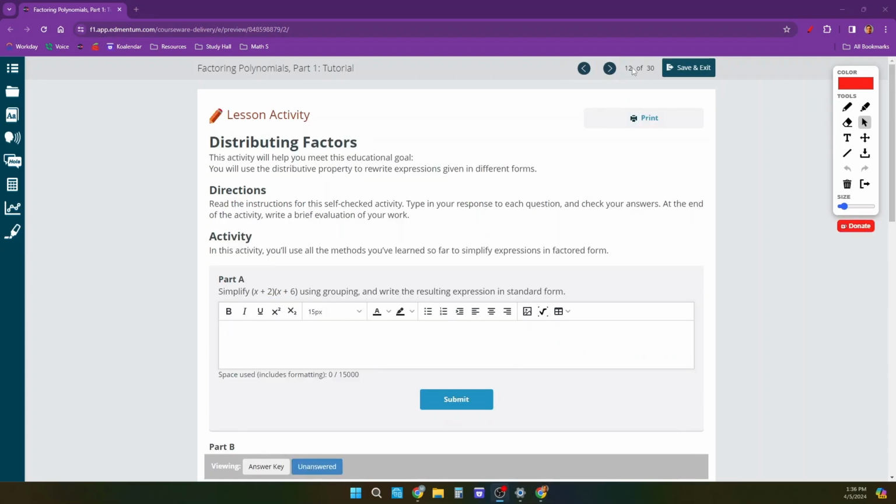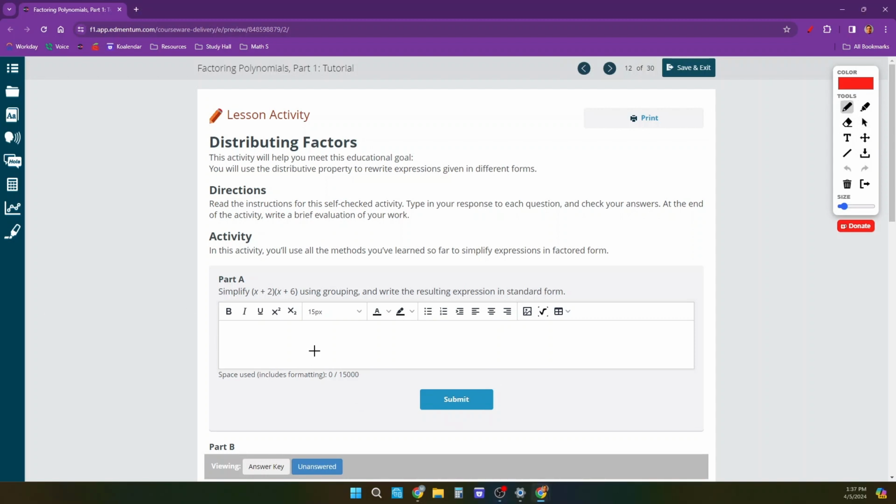So next we come to page 12, where we hit our lesson activity, where it goes over distributing factors. So this is kind of a retread of the last section, which had to do with multiplying polynomials. So if we were comfortable with that section, we should very much be comfortable with this one. But let's get straight into it.